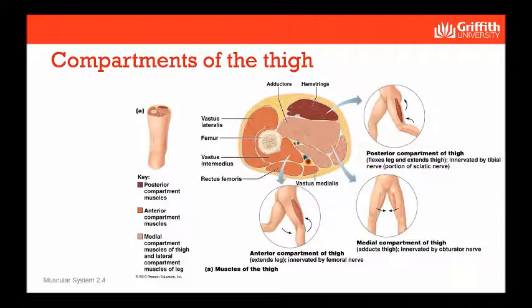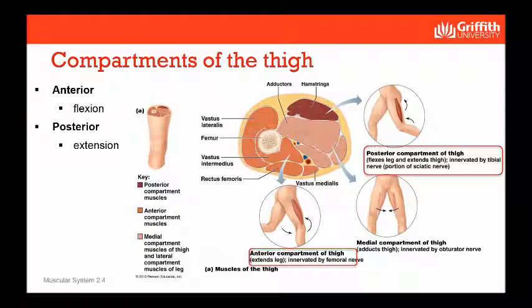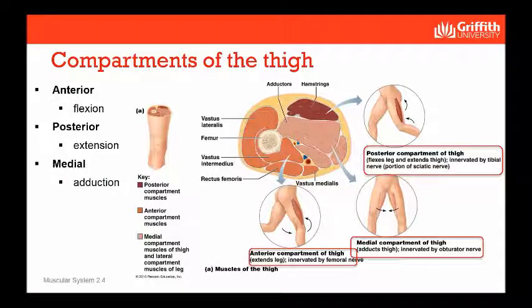In summary then, we can see the function of the thigh muscles associated with the various compartments. The anterior compartment of the thigh houses the hip flexors. The posterior compartment of the thigh houses the hip extensors. And the medial compartment of the thigh houses the hip adductors.